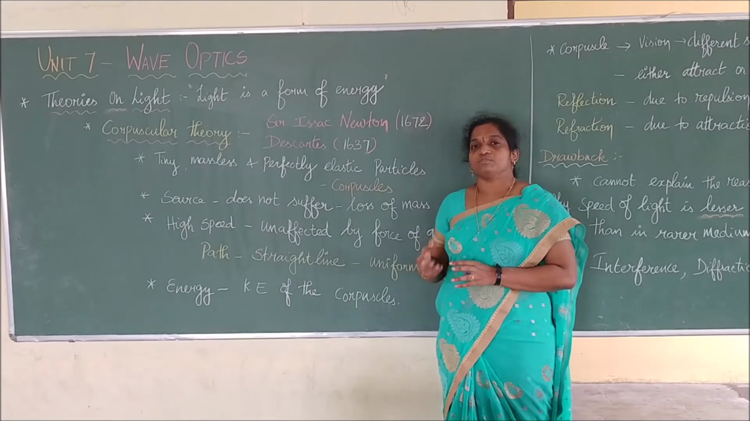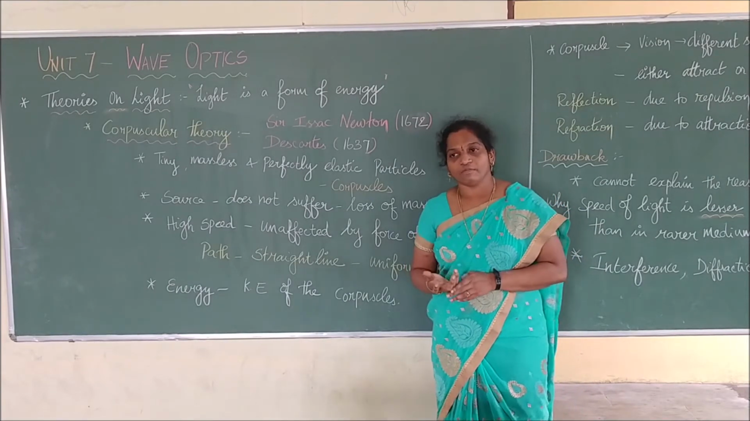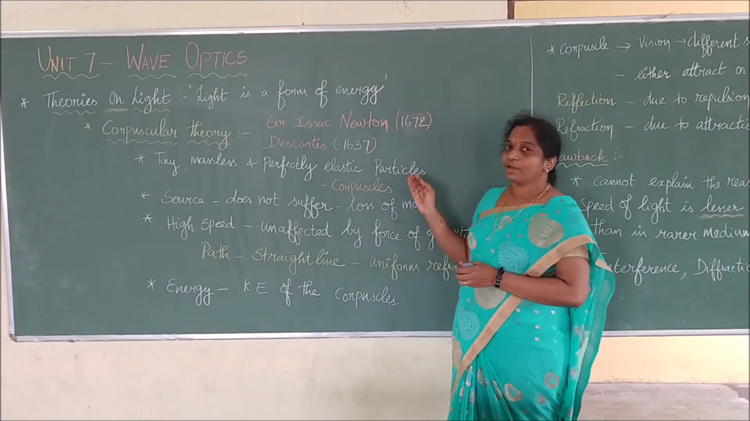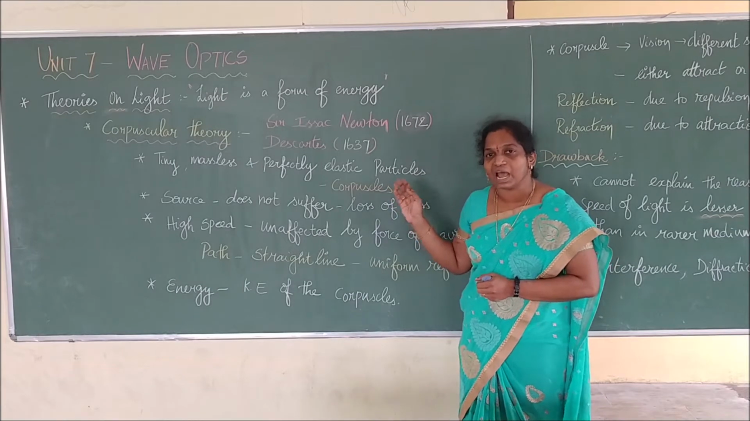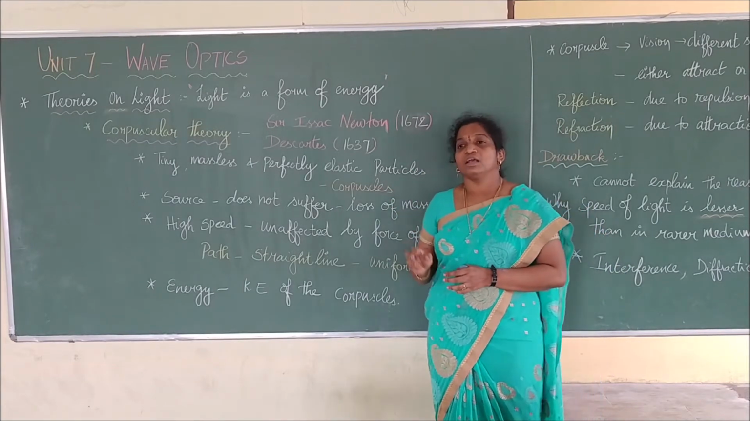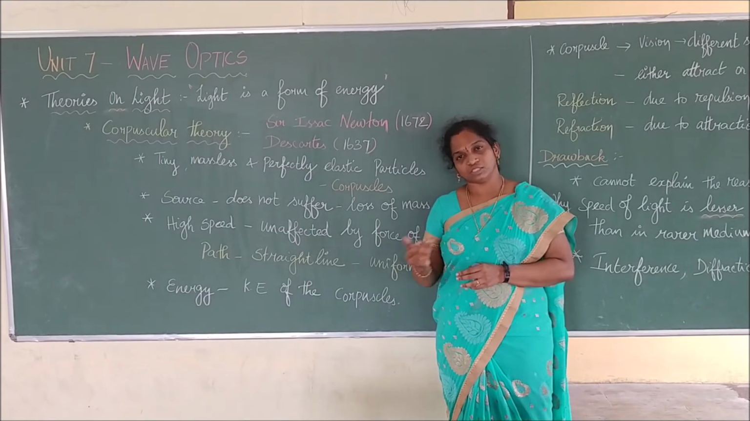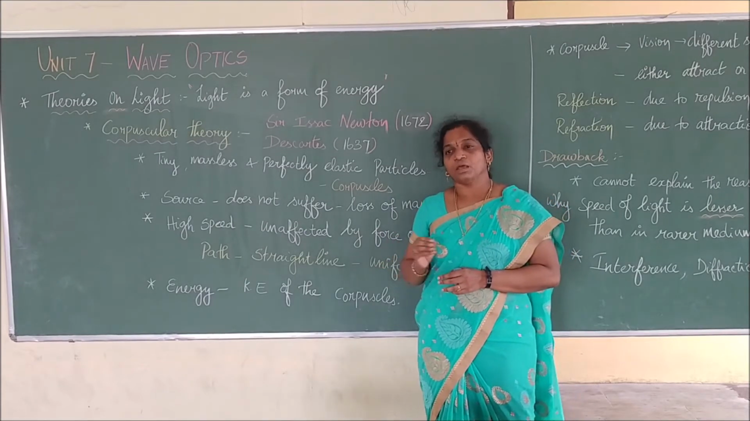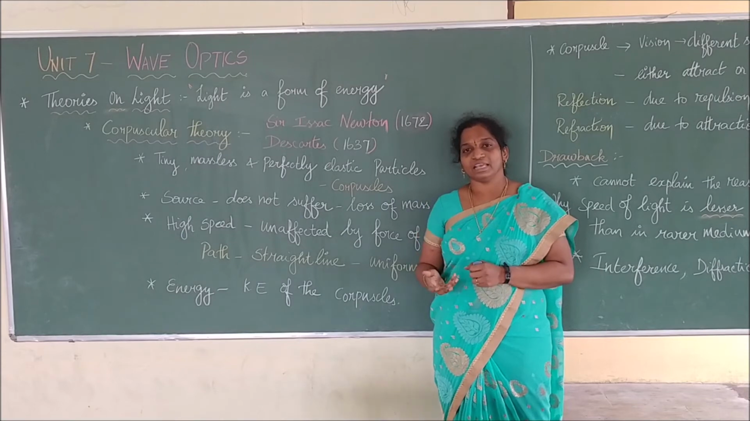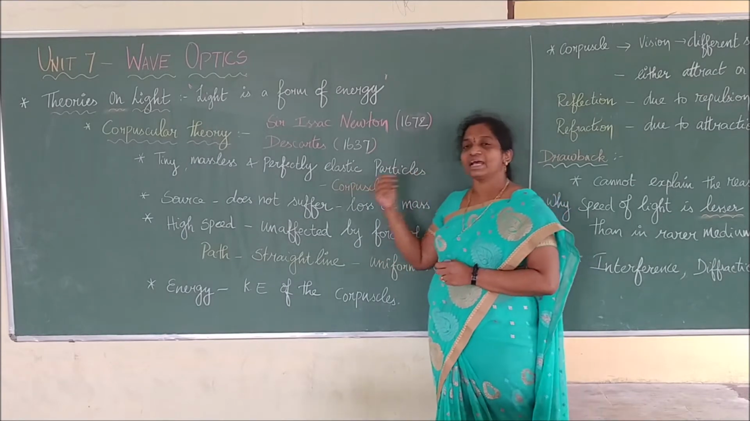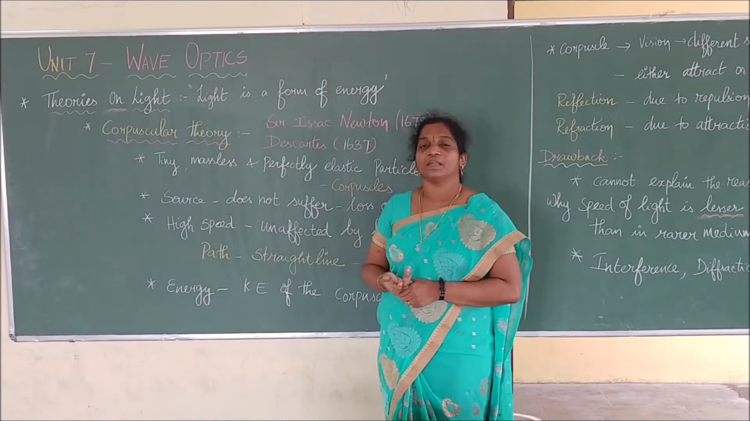By observing nature and various things, they proposed the first theory of light. It was put forward by Sir Isaac Newton. They are saying that it is imaginary, that there is a tiny, massless and perfectly elastic particle, and they named the particle a corpuscle.